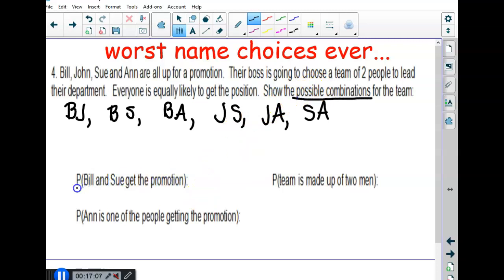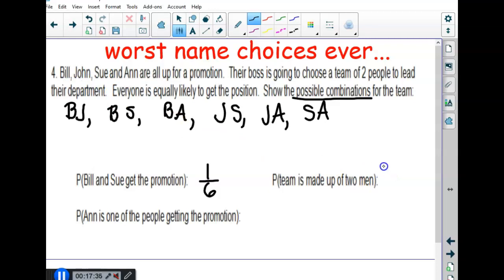Now, what is the probability that Bill and Sue get the promotion? So Bill and Sue was 1 out of the 6. The team is made up of 2 men. Okay, we're going to make a gender assumption here, but we're going to assume Bill and John are the 2 men. So the only team that wins is the one that has the 2 of them, right?